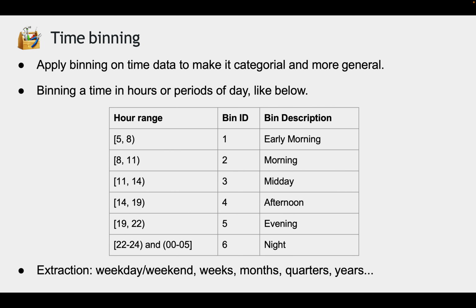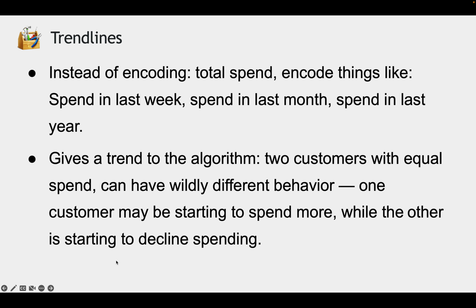Time binning. Apply binning on time data to make it categorical and more general. Binning a time in hours or periods of day, like in the 5 to 8 range it is 1, in the 8 to 11 range it is 2, and in the 11 to 14 range. Okay, so you have given binary IDs to the ranges, and each binary ID has a description: extraction, weekday, weekend, week, months. Okay, this is simple. This is what time binning is.